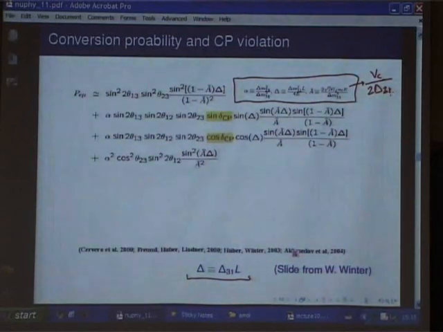The second term has alpha, so it's first order in alpha. And it has sine theta 13. So it is first order in alpha and first order in theta 13. So basically second order in small parameters.